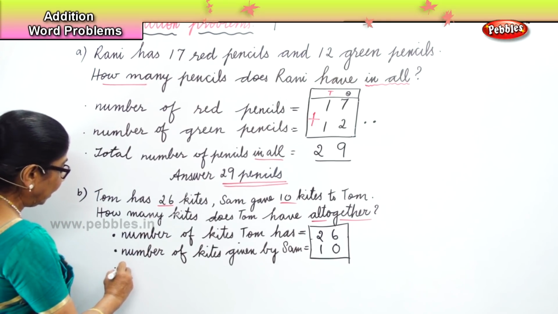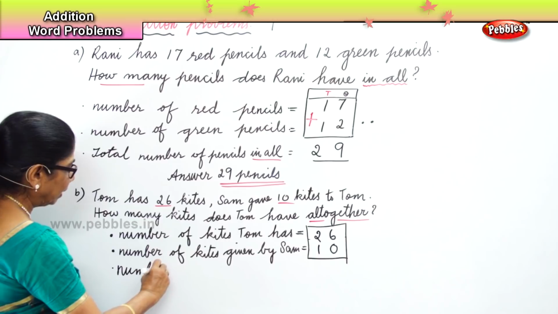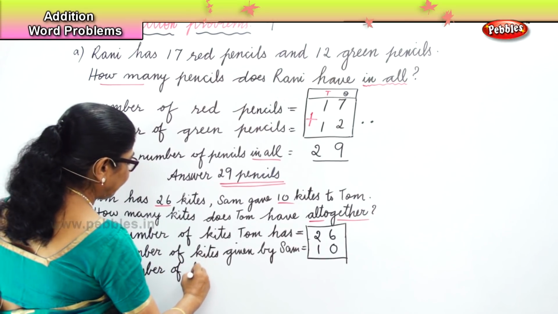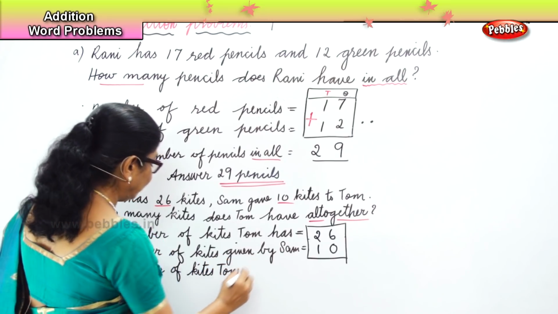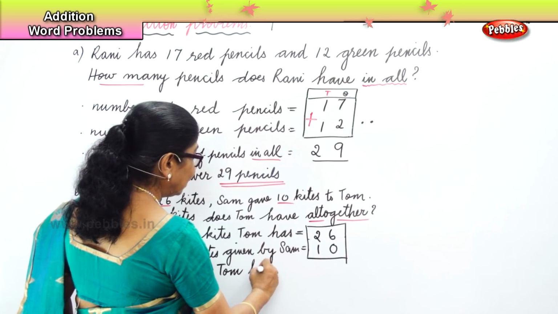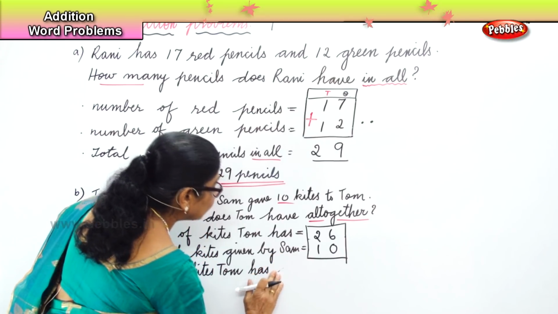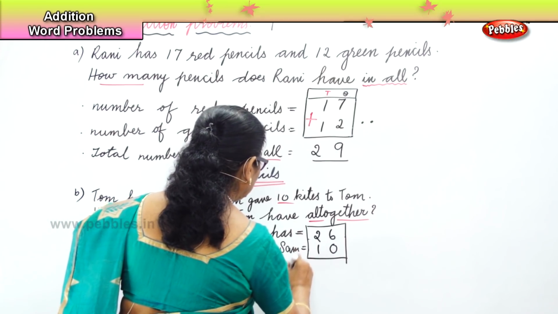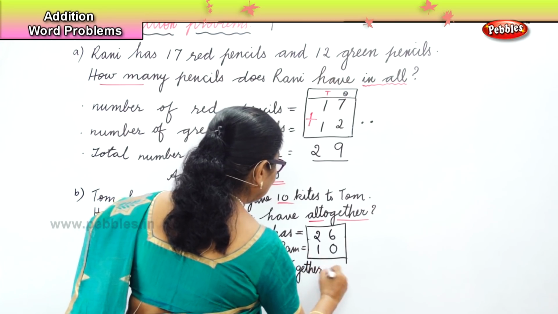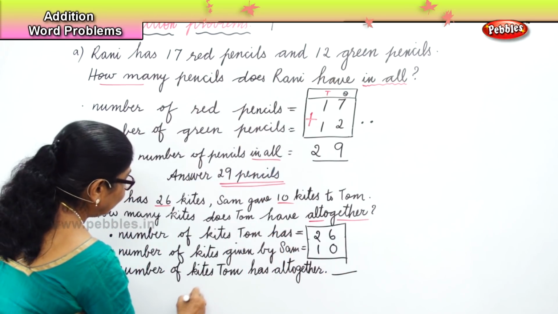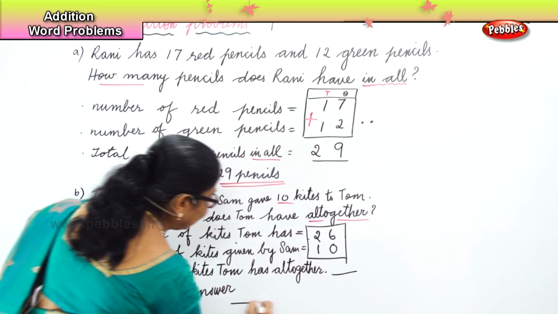Or you can say number of kites Tom has altogether. And that will be your answer. Okay. Now, when you get your answer, you will write "answer" and then write what it is.